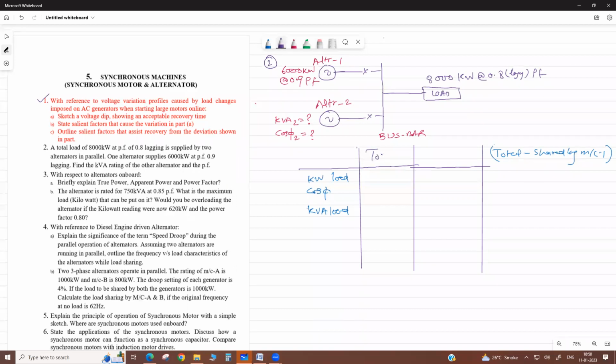There is a total, you write here total load. This is on alternator 1, this is on alternator 2, okay, like this. Okay, this is your parameters, you can write load parameters.